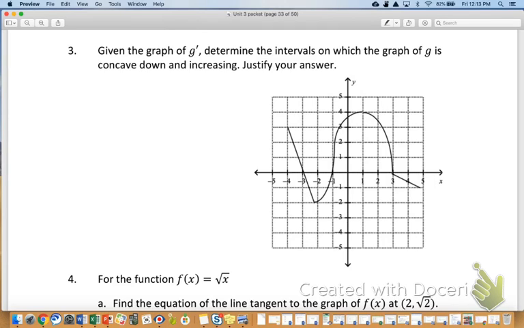Okay, so we have a graph of G prime down below. I want to recognize that for sure. We're supposed to determine the intervals in which the graph of G is concave down and increasing. So we want these two things to be happening at the exact same time.